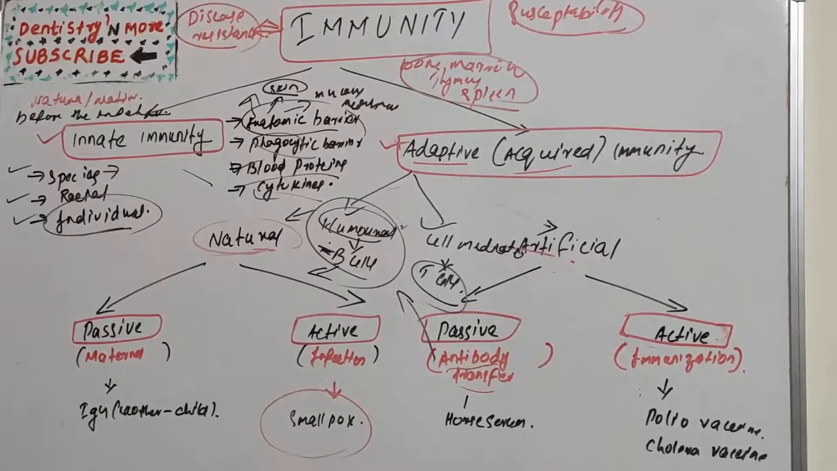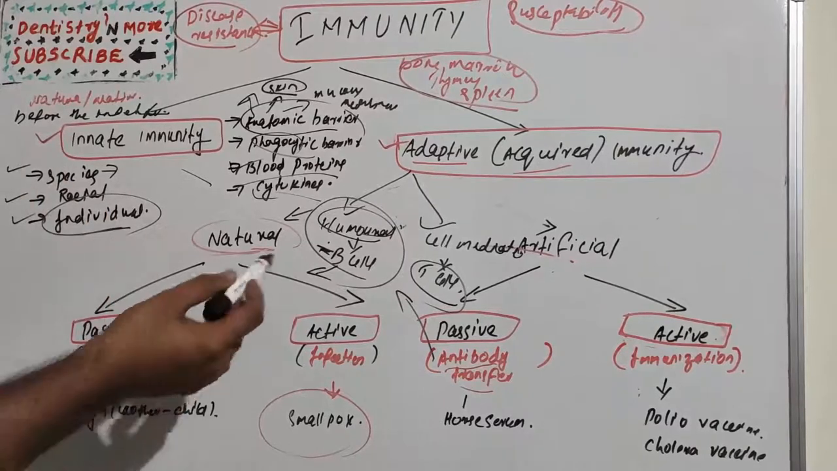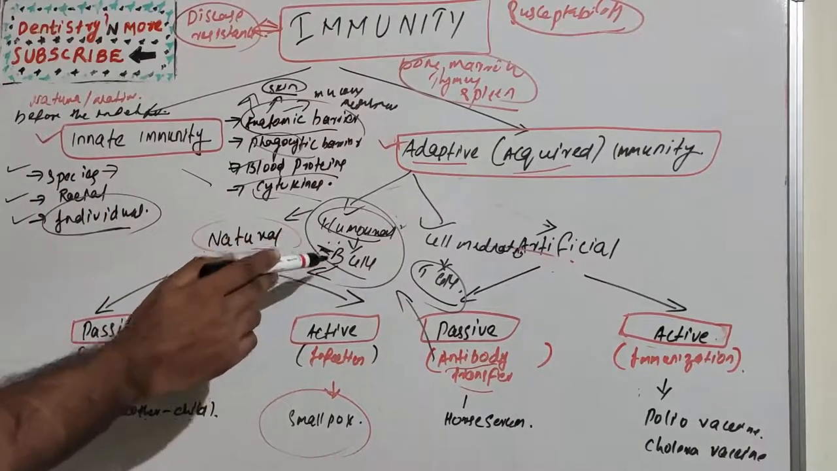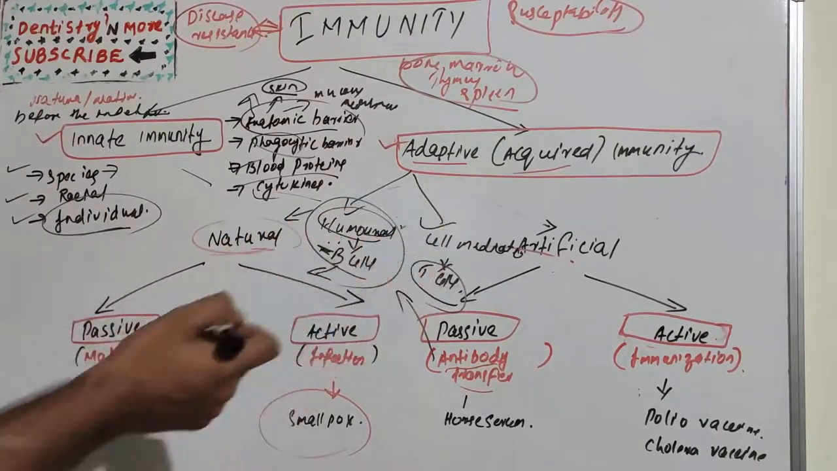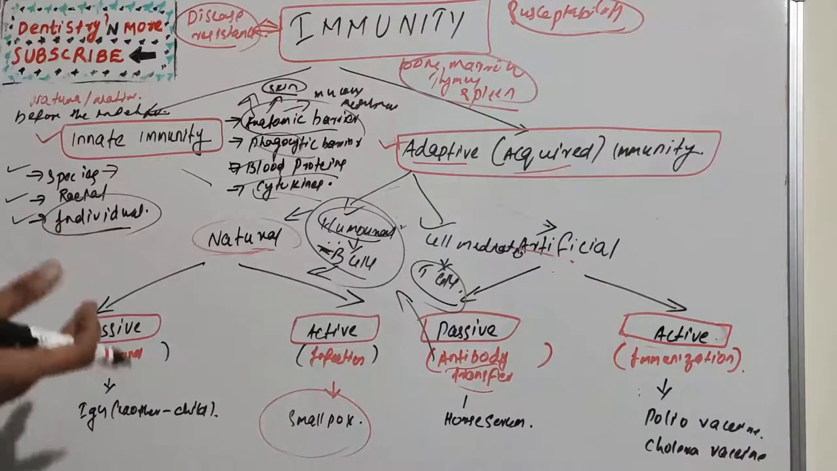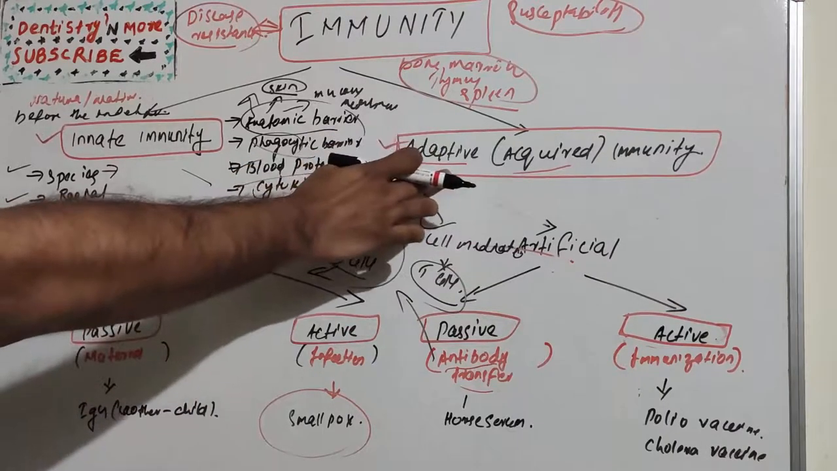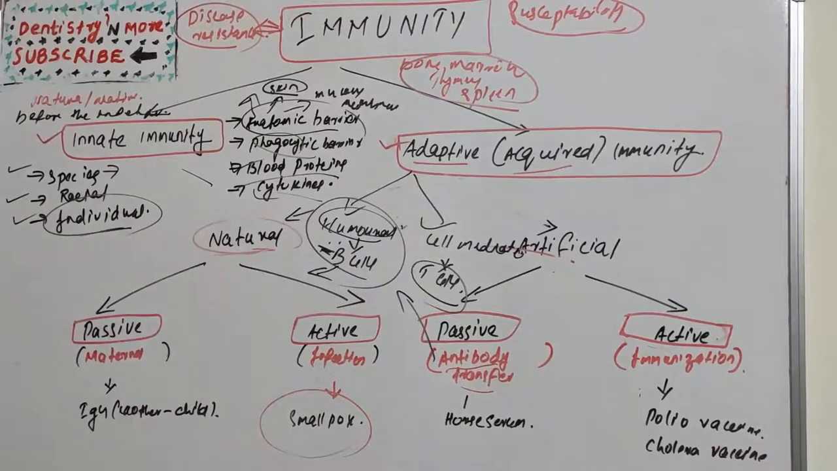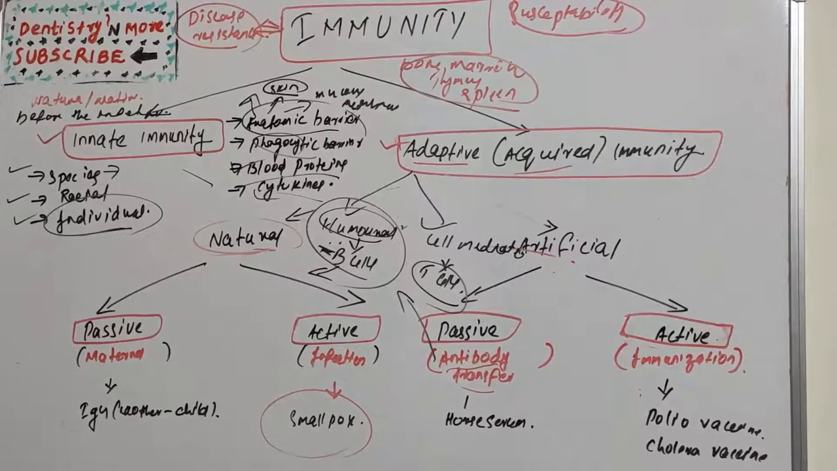So our humoral system shows a very quick response against pathogens, while the cell mediated is slow in action, but both the types are part of our adaptive or acquired immunity. So that is the difference between humoral and cell mediated immunity.